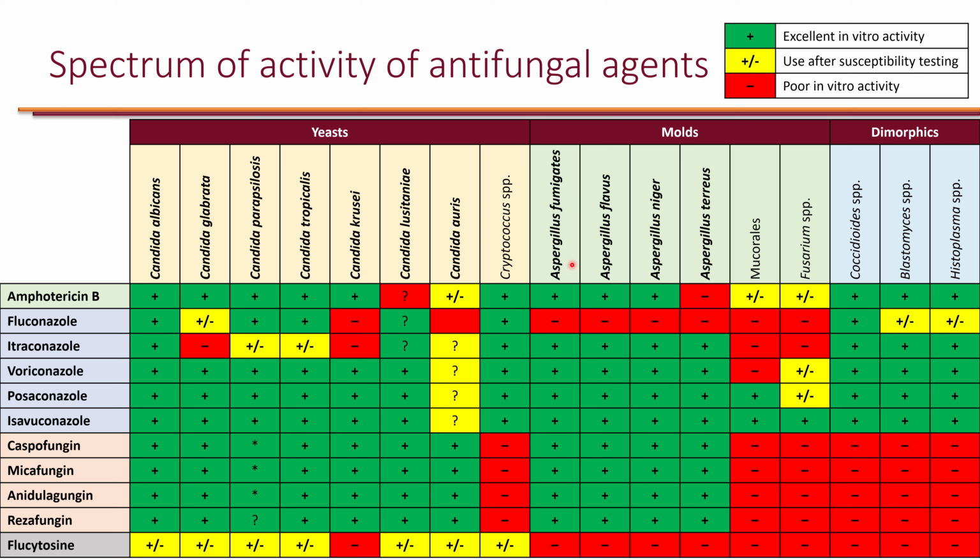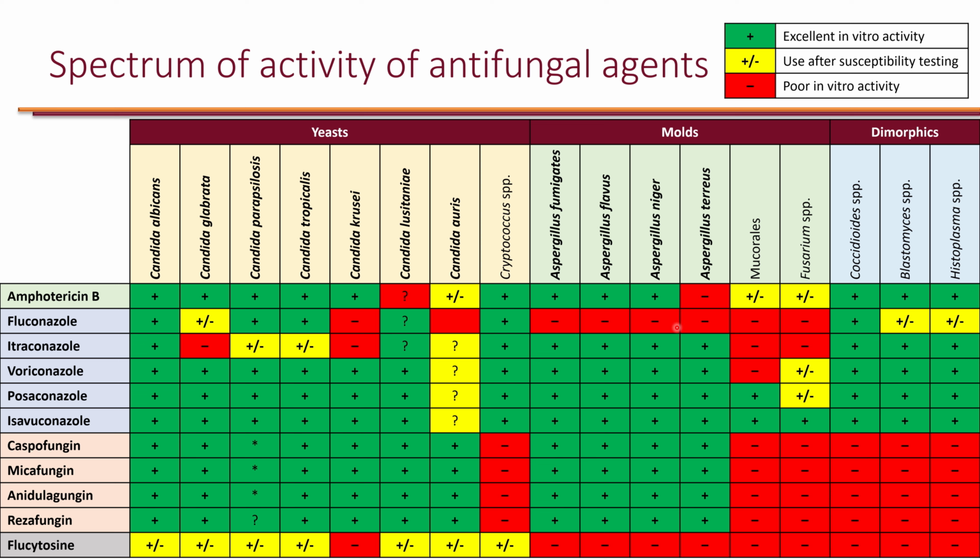Now next, let's take a look at molds. So then we have different aspergillus species, and then we have the difficult molds like mucorales and fusarium. These are very nasty, resistant molds that cause a lot of mortality. So amphotericin B has good activity against most aspergillus, but then it kind of becomes short when it comes to some of these other molds.